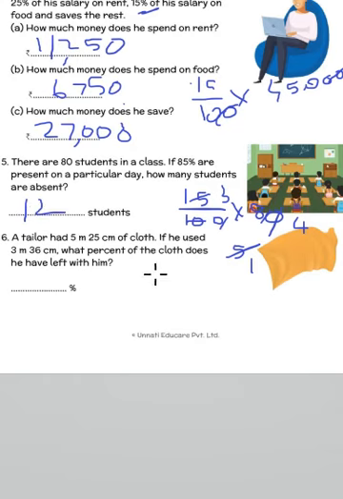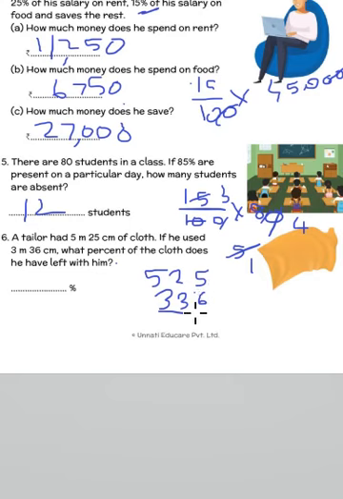A tailor had 5 meters 25 centimeters of cloth. If he used 3 meters and 36 centimeters, what percent of the cloth does he have left with him? Remember, when you have this in terms of the metric system, convert it to one unit. Since centimeter is the lowest one, we convert the entire thing into centimeters. 1 meter is 100 centimeters, so 5 meters is 500 plus 25 is 525, and 3 meters and 36 centimeters is 336 centimeters. So now we have the entire thing in centimeters.